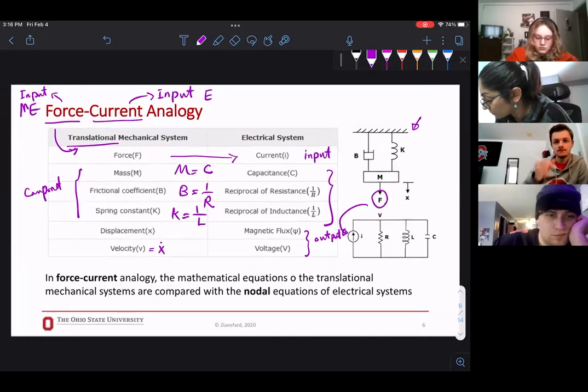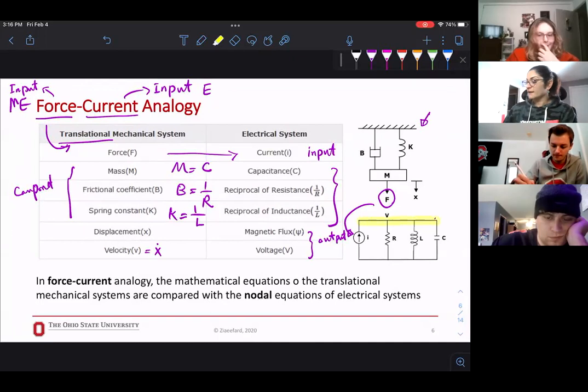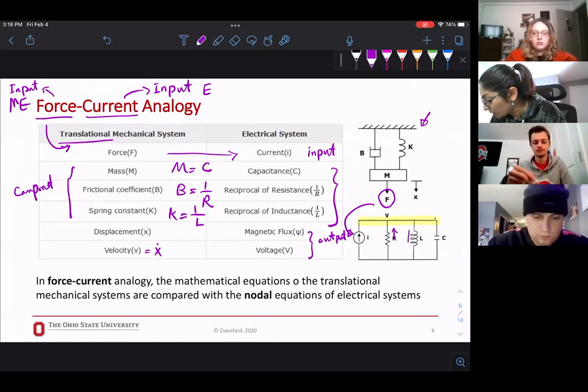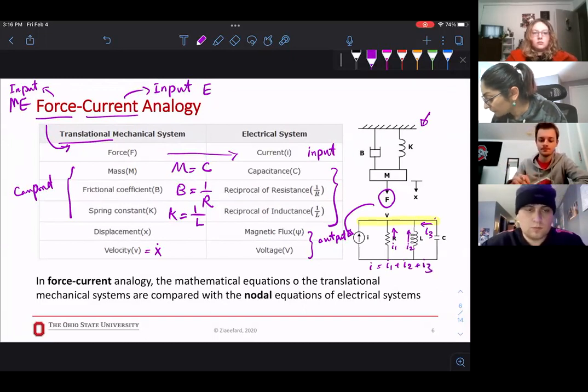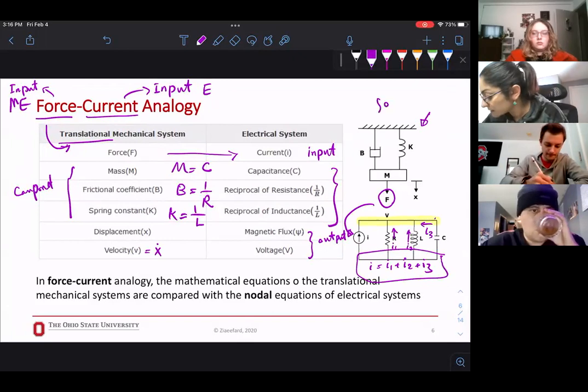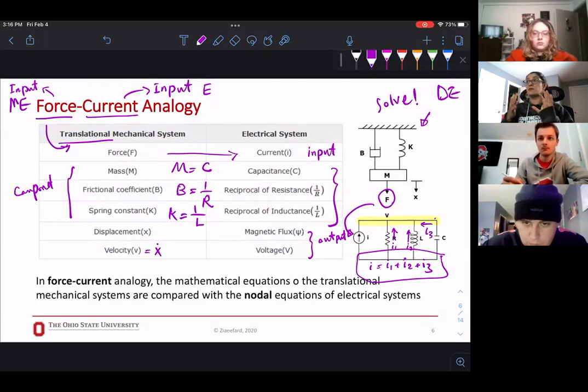So you see this is a big node, remember supernode? So this whole thing is a node. I can write nodal. I can say, for example, if this was I1, I2, I3, I can say I is equal I1 plus I2 plus I3. If you solve this, get the differential equation, and you solve this, get the differential equation, they will both be similar form.